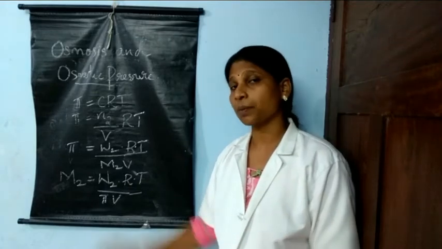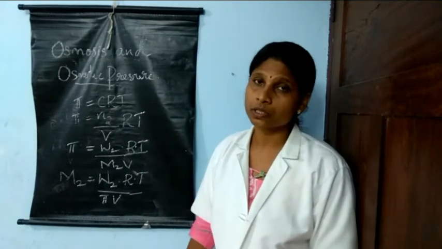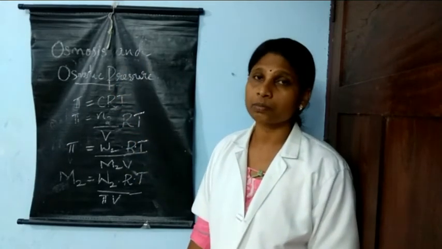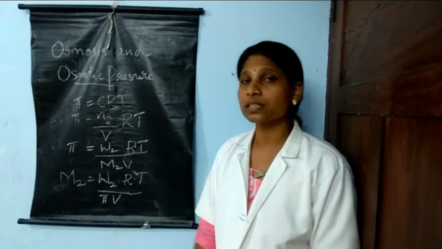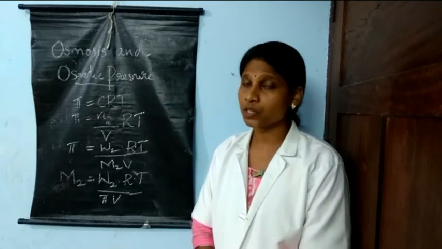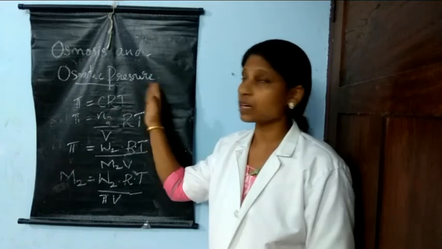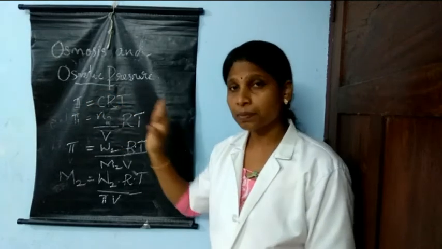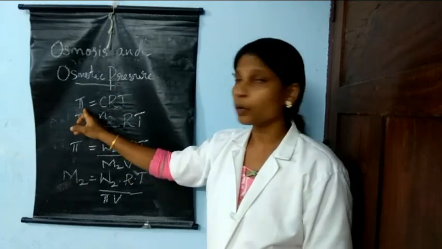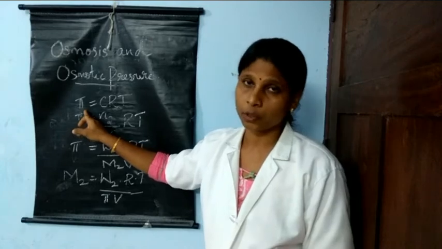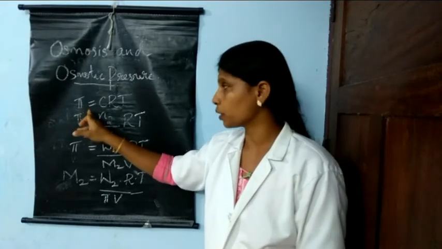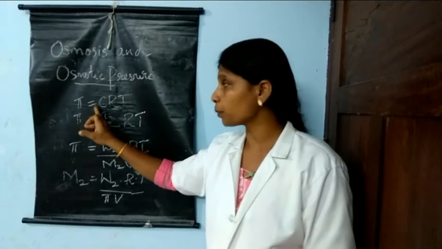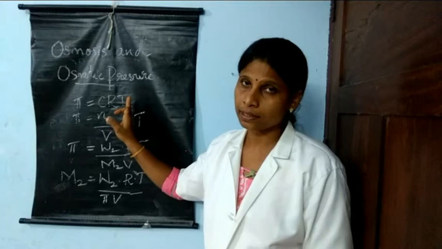The extra pressure developed as a result of osmosis, and that prevents the phenomenon of osmosis, is known as osmotic pressure. And this osmotic pressure is developed on the solution side. Dear children, keep it in your mind. Clear? Then, experiments proved that this osmotic pressure, pi denotes osmotic pressure, is directly proportional to molarity, not molality, molarity.